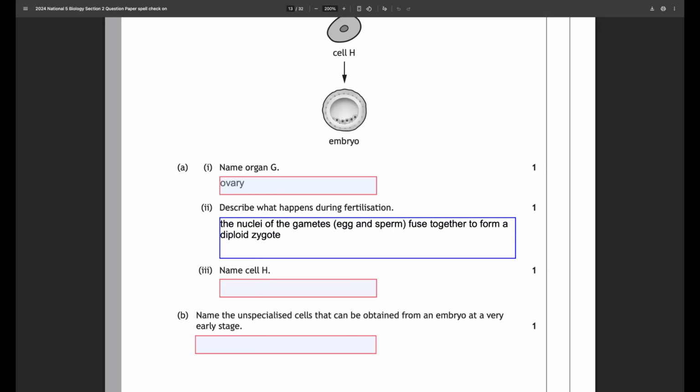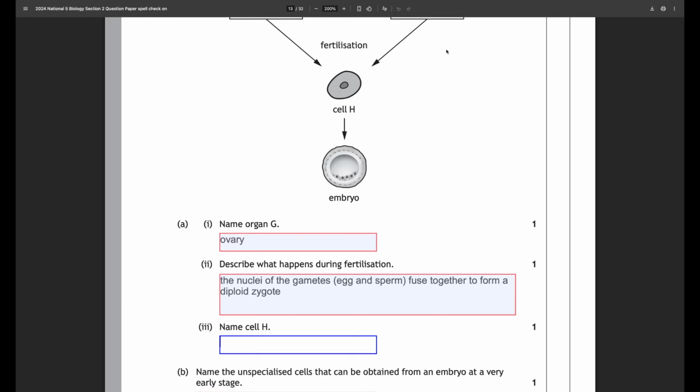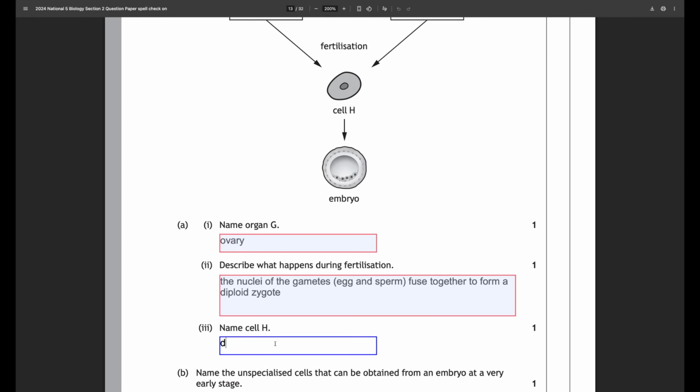In fact, in this one, they don't even need you to say zygote. However, if you memorize that whole sentence there, you can't really go wrong when you're asked about this in the exam, okay? And then, funnily enough, the next question is name cell H. Cell H is formed from the fusion of the egg and the sperm, and we know that's going to be the diploid zygote. Now, the SQA again will accept zygote on its own.